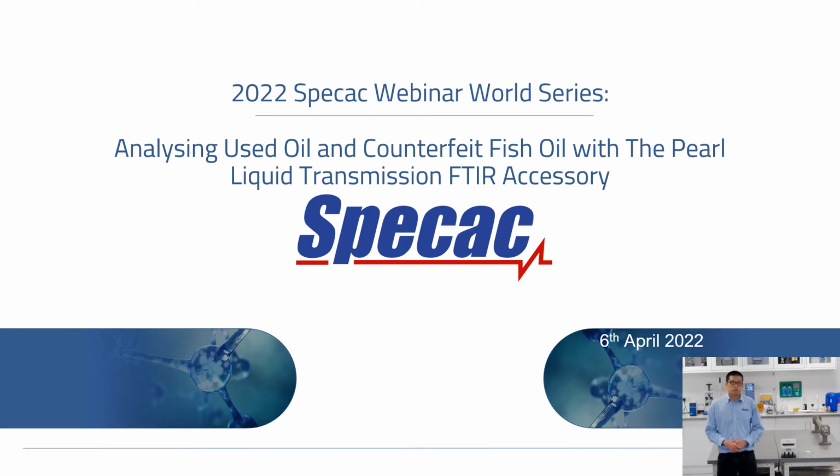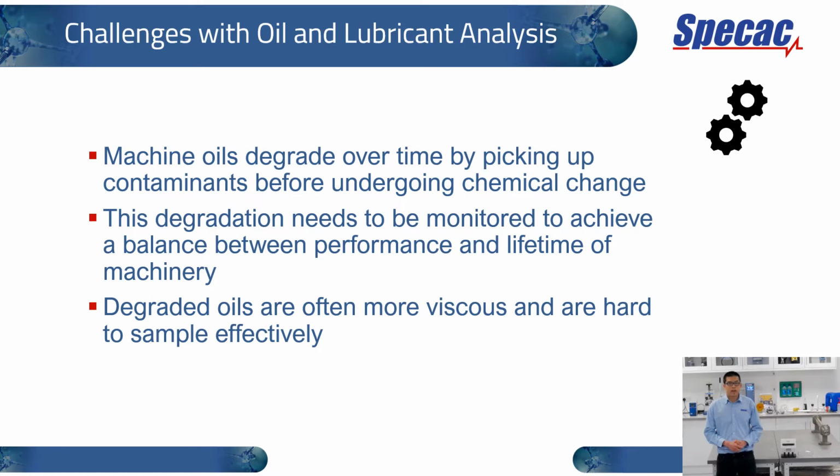So in terms of oil analyses, the challenge with oil and lubricant analysis is that machine oils degrade over time by picking up contaminants before undergoing chemical change. And this degradation needs to be monitored to achieve a balance between performance and lifetime of machinery. But as the oil degrades, very often it becomes more viscous and harder to sample effectively. And so the purpose of today's presentation is to talk about how the Pearl might be more advantageous compared to other FTIR accessories and FTIR techniques.